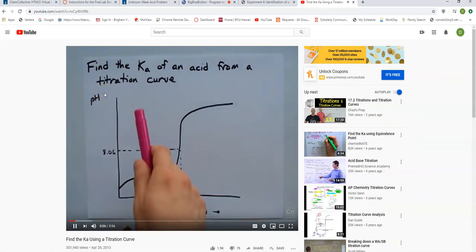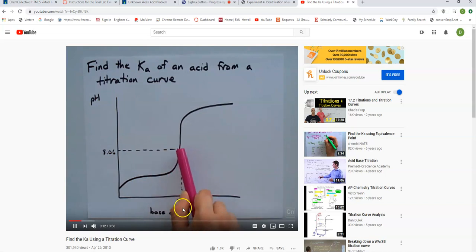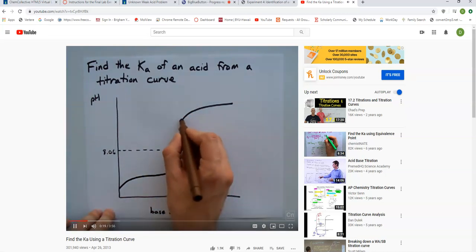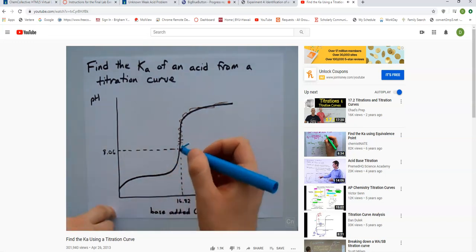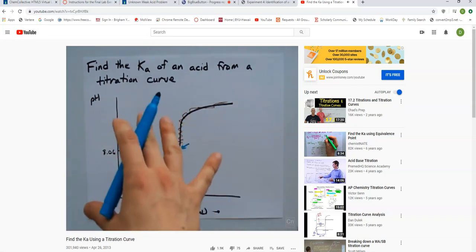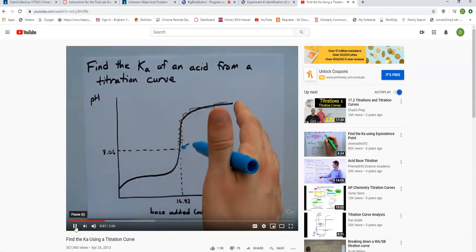Well, here, let me show you how to find the Ka of an acid from a titration curve. When you start with acid and you add base to the equivalence point. Now, the first thing is, if you're trying to find the Ka with a titration, you don't need to go any farther than the equivalence point. But maybe you did. I don't care. So, here we go. At the equivalence point, we have added just as much base as we have of acid. That's the definition for equivalence point.